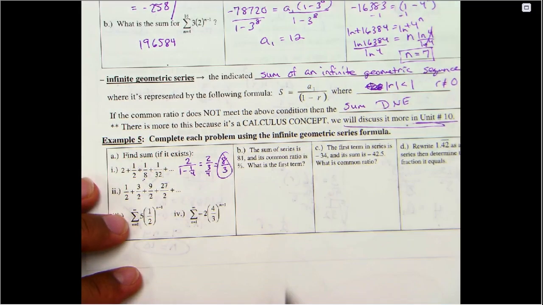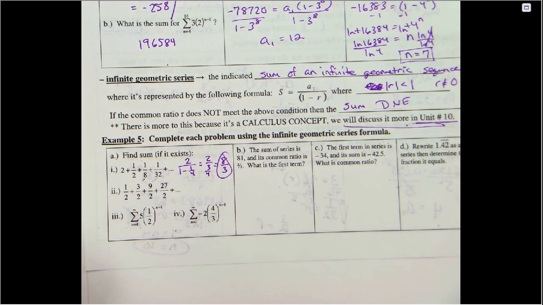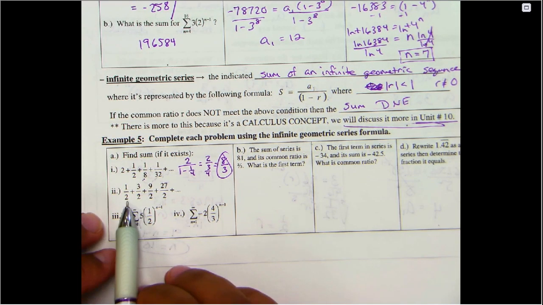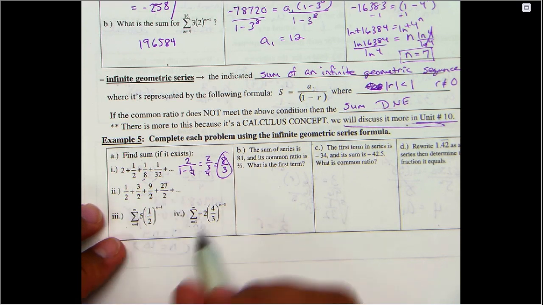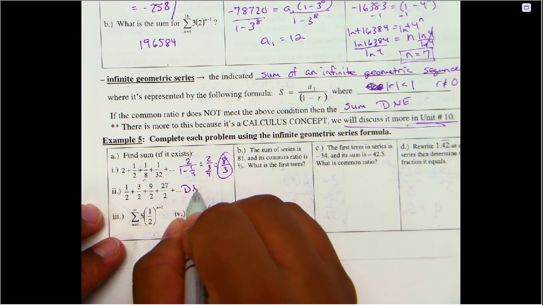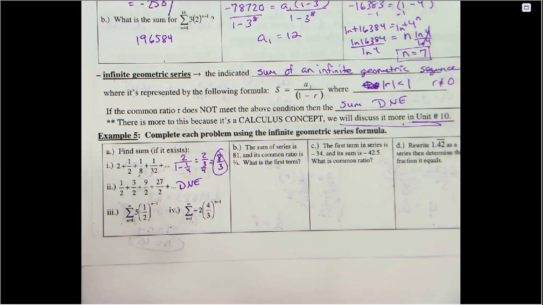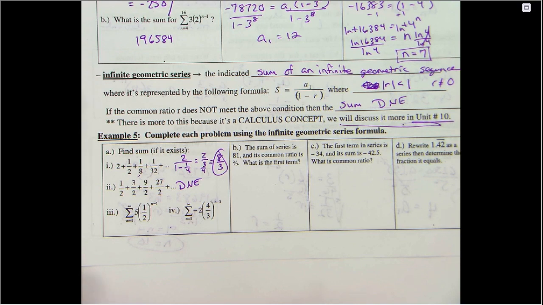And that's your answer. What about this one? What's your R value? 3. So D and E, your R is 3. It doesn't meet our condition.